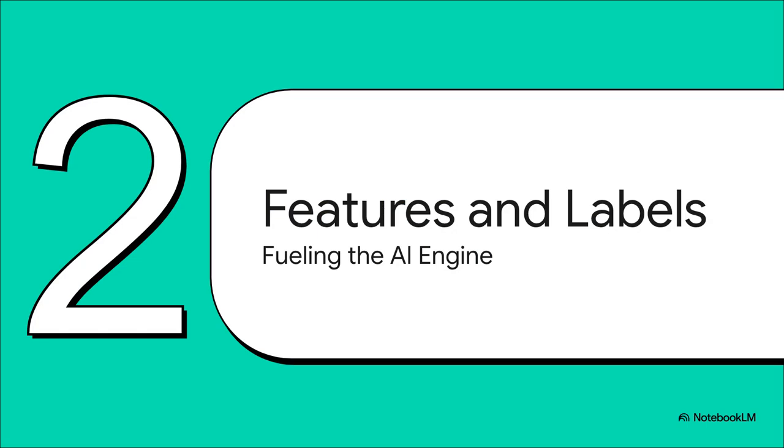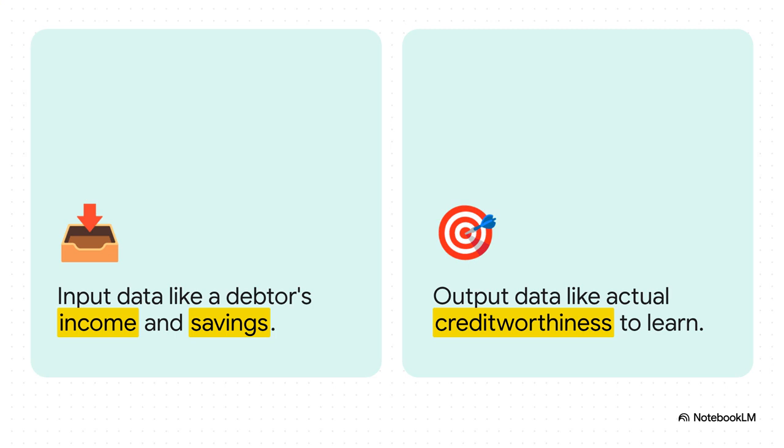Section 2. Fueling AI, features and labels. But obviously, before an AI can go hunting for market anomalies, it needs fuel, and in machine learning that essentially boils down to two things: features and labels. Think of features as the input data, stuff like a debtor's income or their savings, and the labels, that's the output data the algorithm is trying to predict, like their actual creditworthiness. The machine's entire job is to figure out the hidden mathematical relationship between those features and the labels.